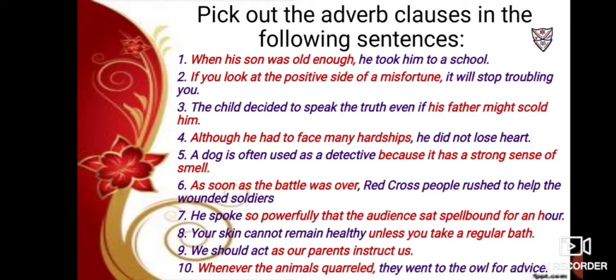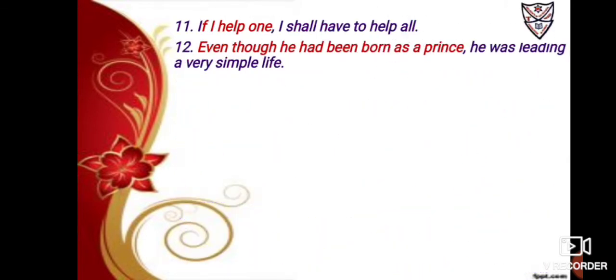Number 10, whenever the animals quarreled, they went to the owl for advice. So it's "whenever." So this shows the time, adverb clause showing time, that when would they go to the owl for advice. So they would go whenever they quarrel. So it's "whenever the animals quarreled." Number 11, if I help one, I shall have to help all. So this shows the condition, that if I help one. Okay, it's an adverb clause showing condition.